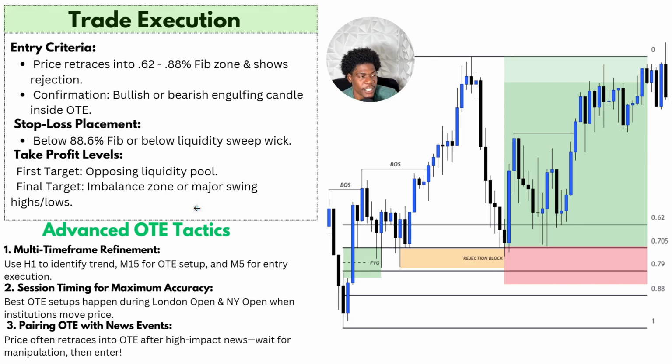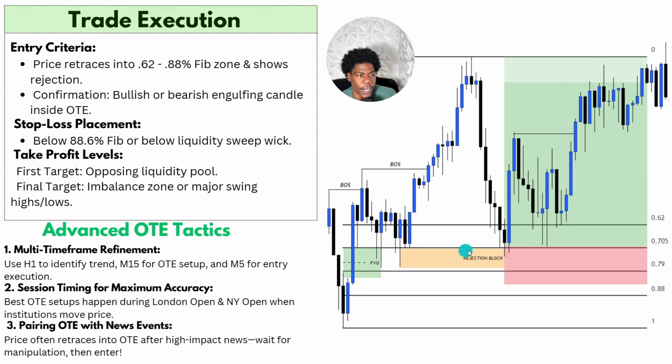And for our advanced OTE tactics, number one is the multi-time frame refinement. Use your 1 hour to identify the trend, the M15 for your OTE setup, and the M5 for your entry execution. Number two is the session timings for maximum accuracy. Best OTE setups happen during the London Open or New York Open when institutions move price. And then number three is pairing the OTE with news events. Price often retraces into OTE after high impact news. Wait for the manipulation and then enter.